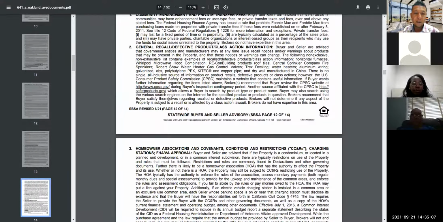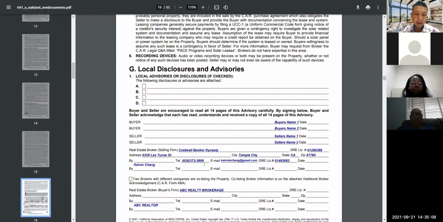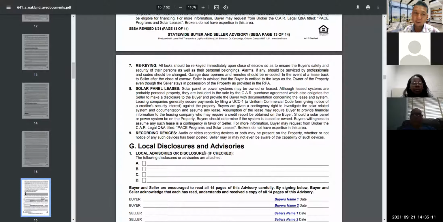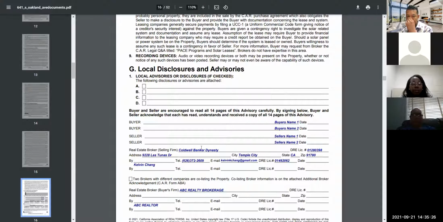So I'm just letting you know what this form is for. I'm not going to spend all the time, but guess what? It's important to read it as an agent because you're the one who's going to be explaining it time after time, transaction after transaction. Why not read every document so that you know what it means, right? So go ahead and take a look at it. If you have any other local advisories or disclosures, you could check them off over here.